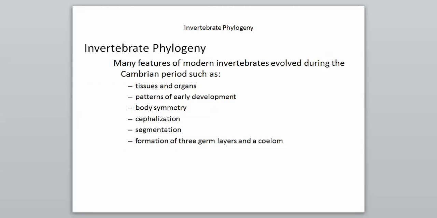And then the phylogeny, going way back to our first semester, which is how we characterize things based off evolutionary similarities. Many features of modern animals evolved during the Cambrian period, such as tissues and organs, patterns of early development, body symmetry, cephalization, segmentation, and the formation of our three germ layers, which we've mentioned throughout our second semester. So a lot of this came to be in the time period that we know as the Cambrian period.